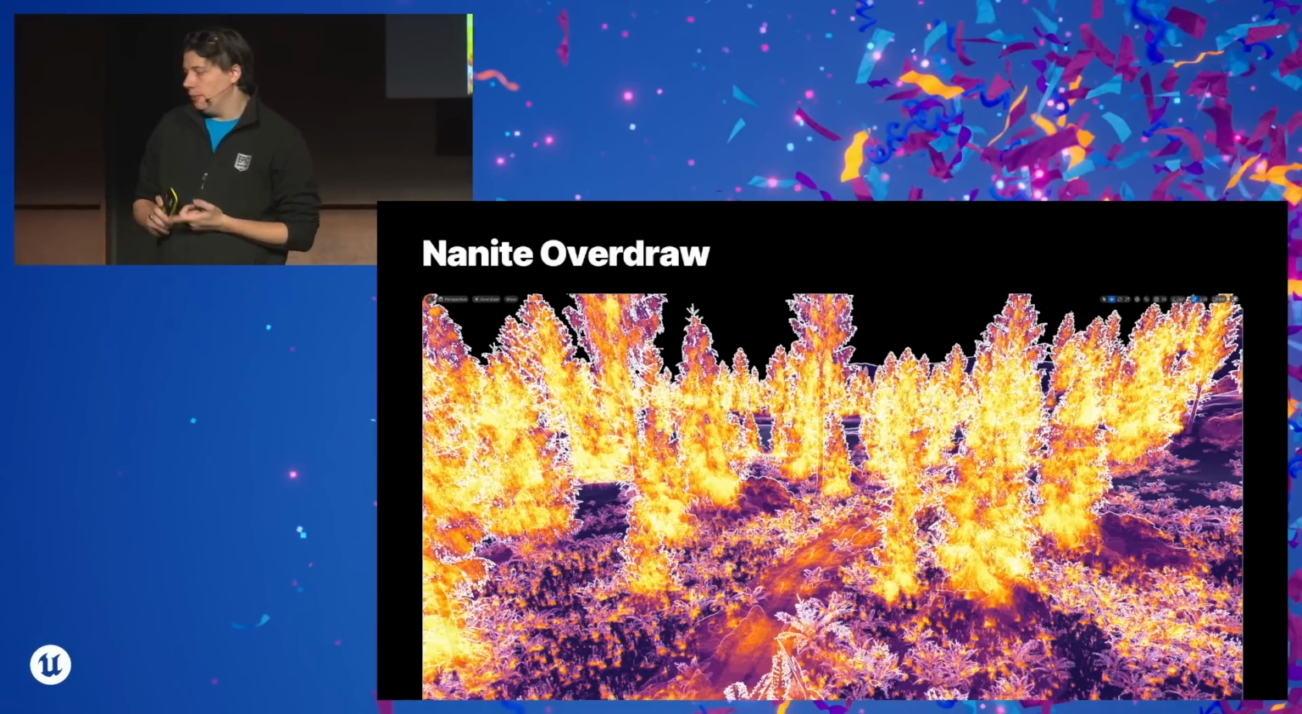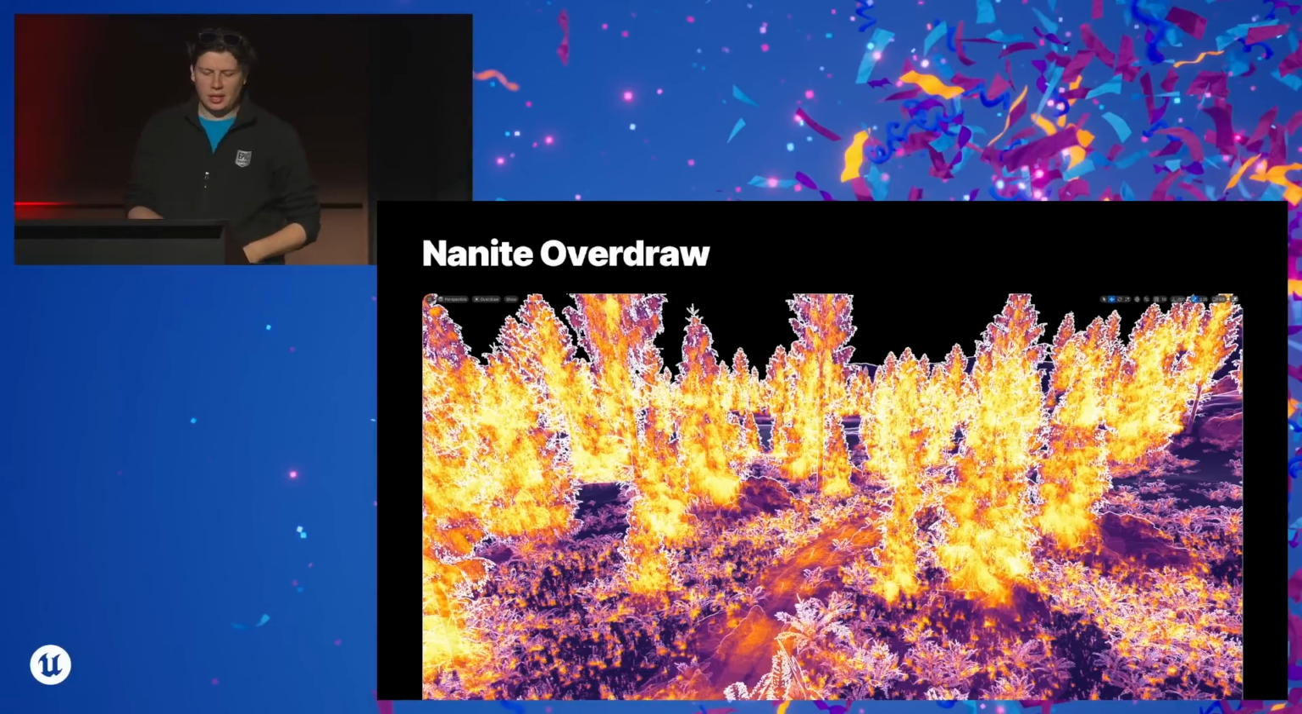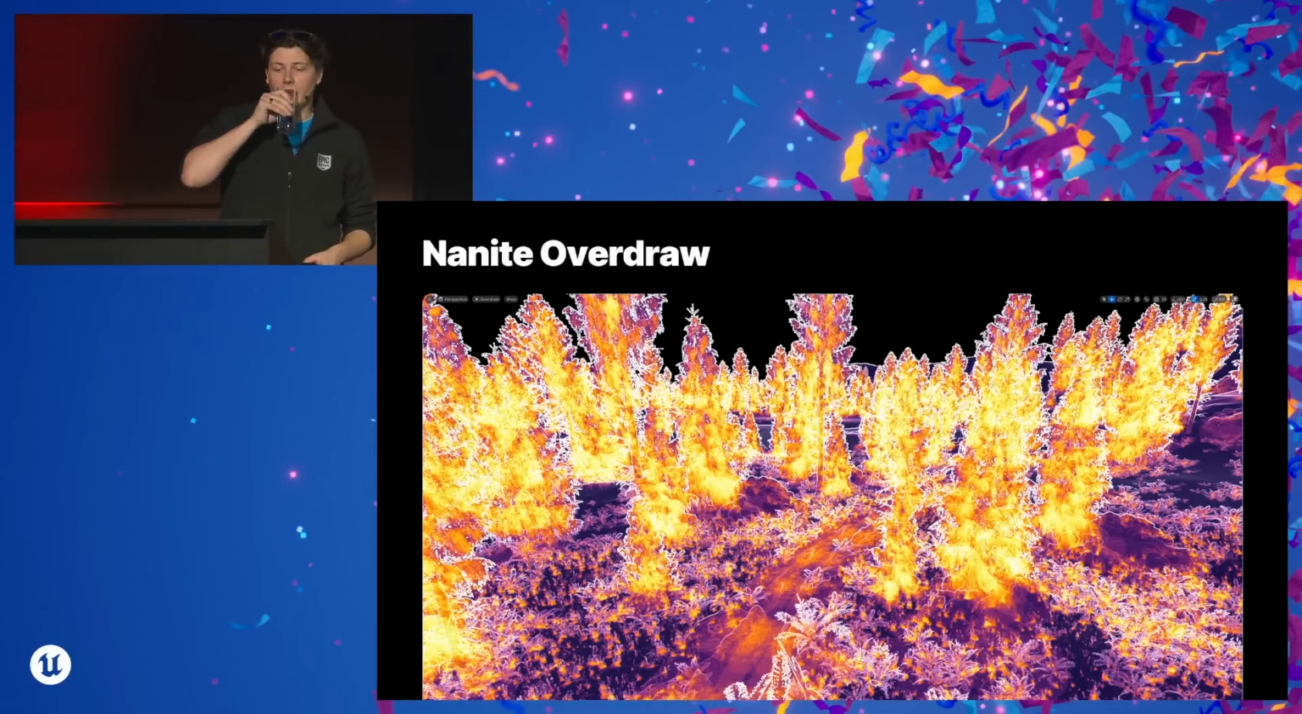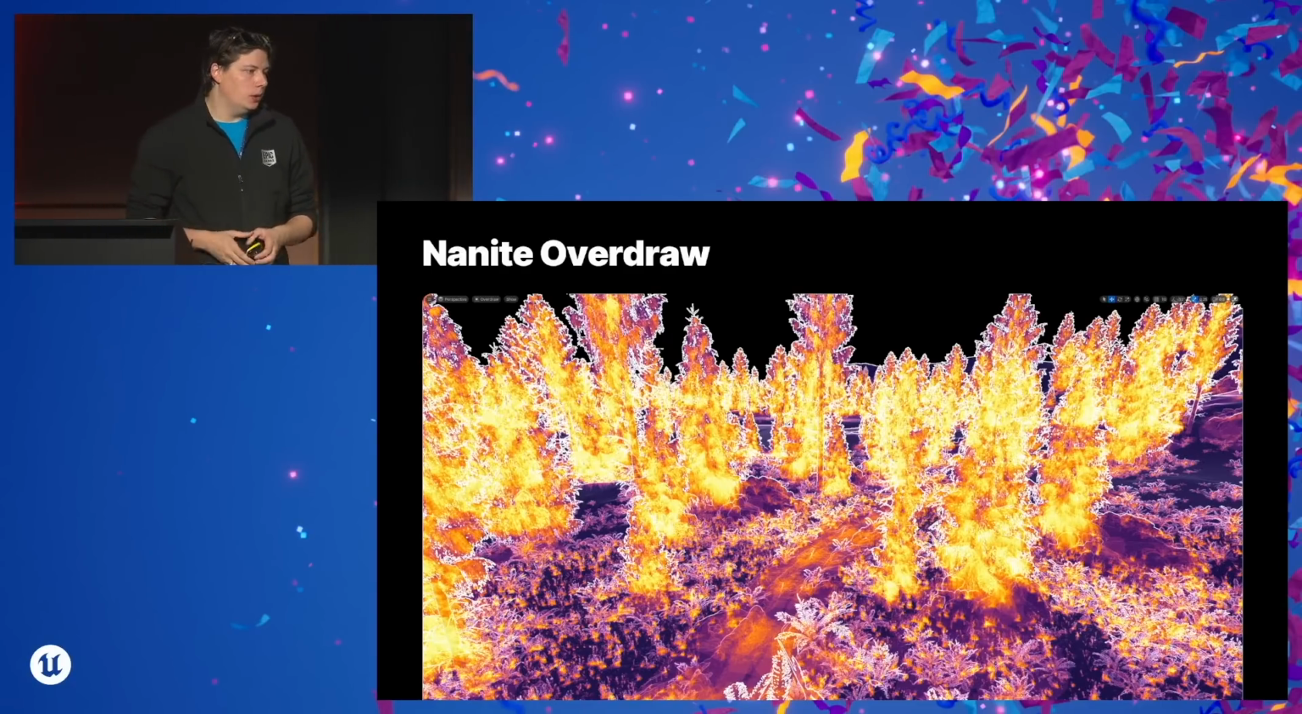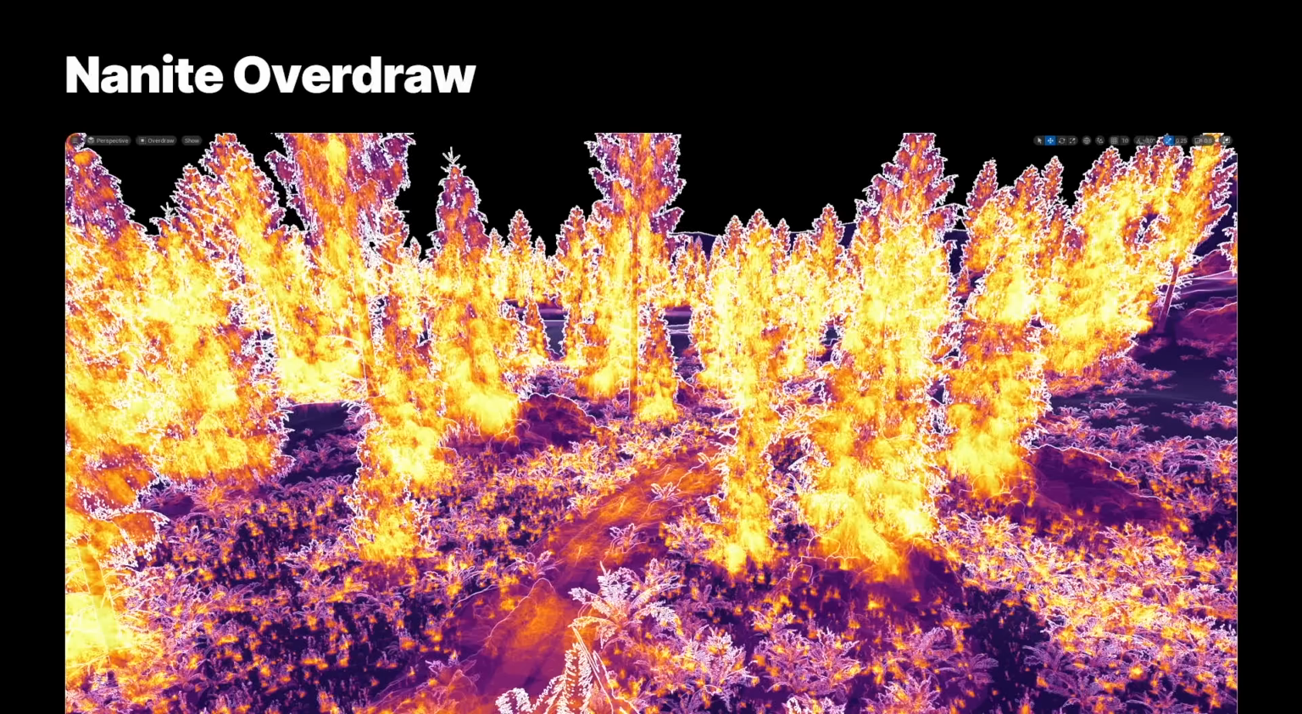Now, I mentioned masked and I mentioned WPO. What I didn't mention was overdraw. That was the third of the things that really stands out frequently on Nanite meshes. When you get really densely packed Nanite meshes, so a whole bunch of things stacked on top of each other, that's when you sometimes start seeing some performance degradation.